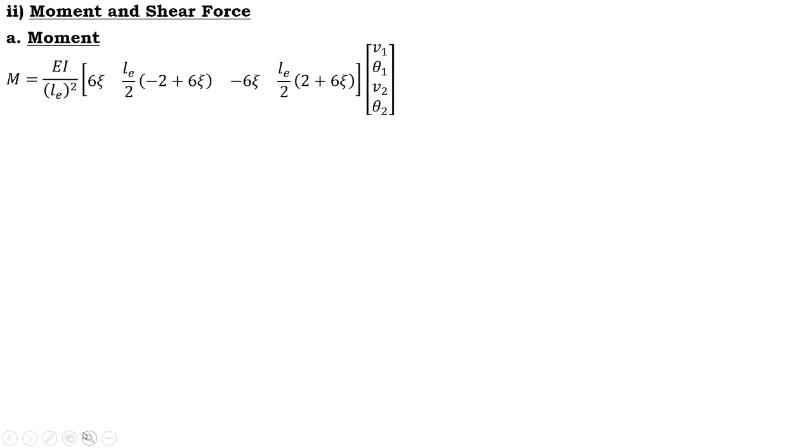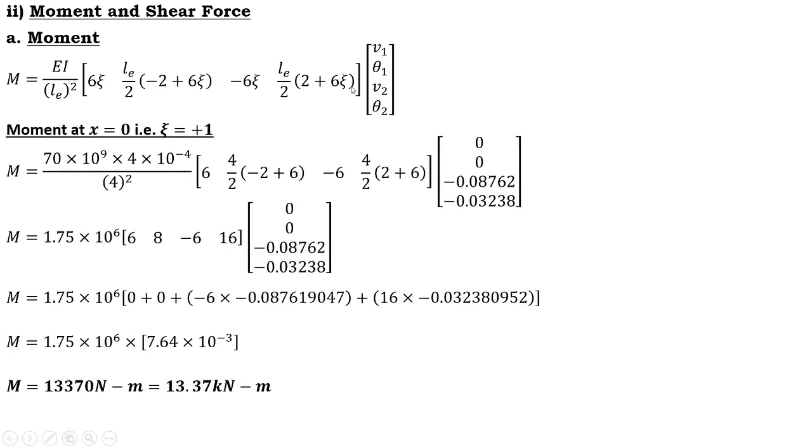Now I need to calculate the second parameter, that is moment and shear force. We know the moment matrix, so this is the moment matrix. Now I need to calculate the moment. To calculate the moment, let us first put x equal to 0. It means I need to calculate the moment where x is equal to 0, that is, the value of zeta at x equal to 0 is plus 1, which is at the free end. I am calculating the moment at the free end.